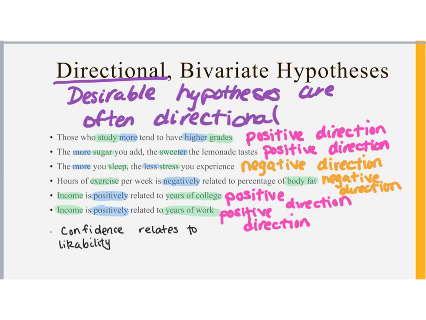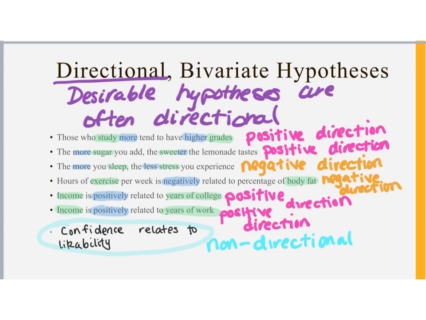Let's take a look at an example. I could hypothesize that confidence relates to likability. Here, I'm saying there will be some relationship, but there's no indication of the direction. A non-directional hypothesis occurs when a researcher is a bit torn or doesn't have enough evidence to help them decide whether or not the relationship is expected to be positive or negative.